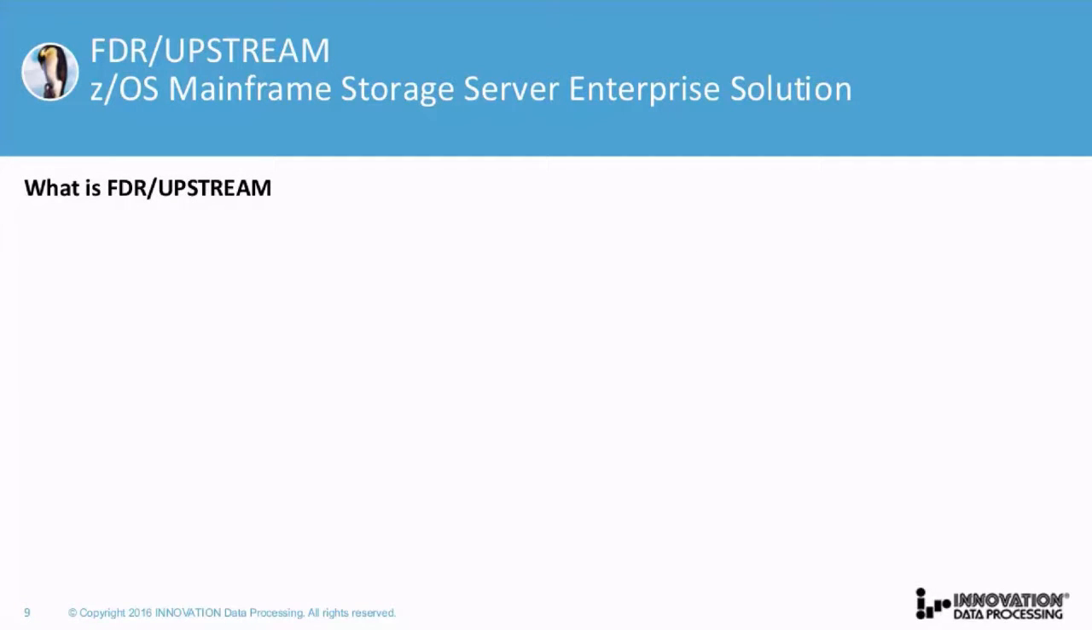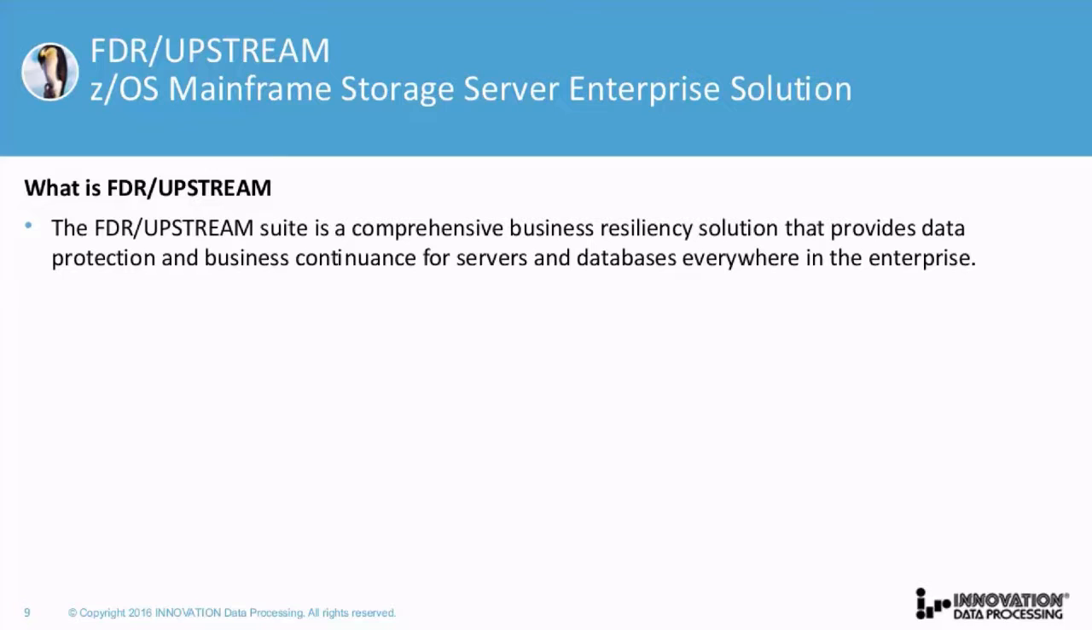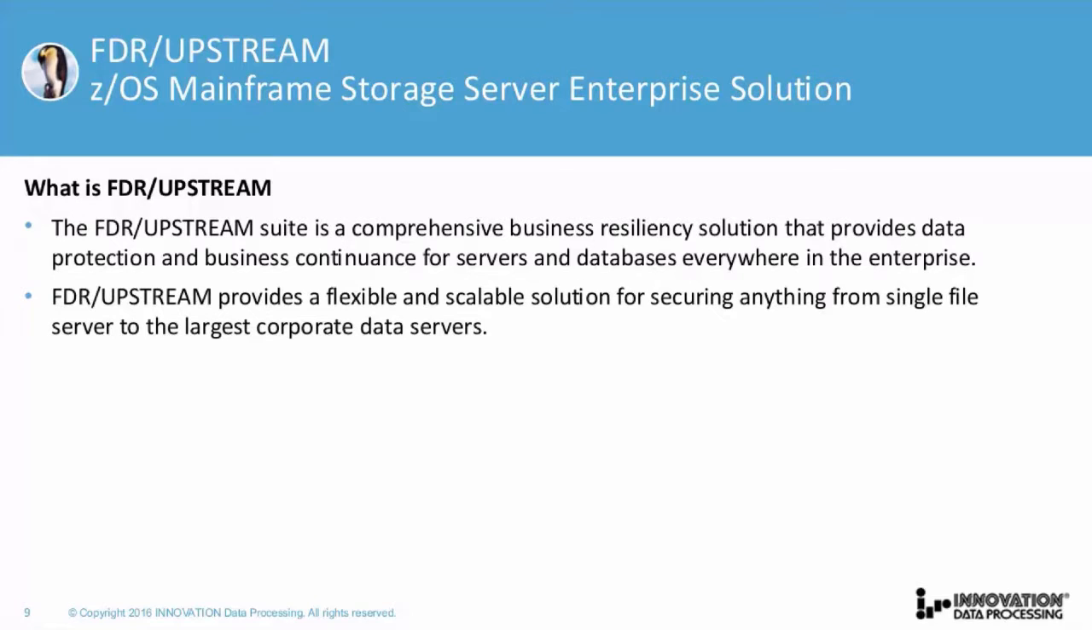So what is FDR Upstream? The suite is a comprehensive business resiliency solution that provides data protection and business continuance for servers and databases everywhere in the enterprise. That is backup, data protection and backup. Upstream provides a flexible and scalable solution for securing anything from a single file server to the largest corporate data servers.